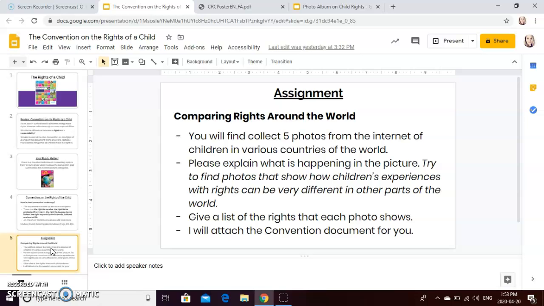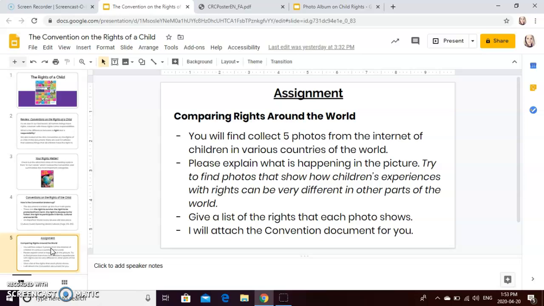So give a list of the rights that the photo would show, and I've also attached the convention document for you. So I'm going to show you what the assignment looks like. Everybody will get their own copy of the PowerPoint. And remember that when you find the photos, it can either show a child receiving a right, or it can show a child not receiving a right. So just keep that in mind.